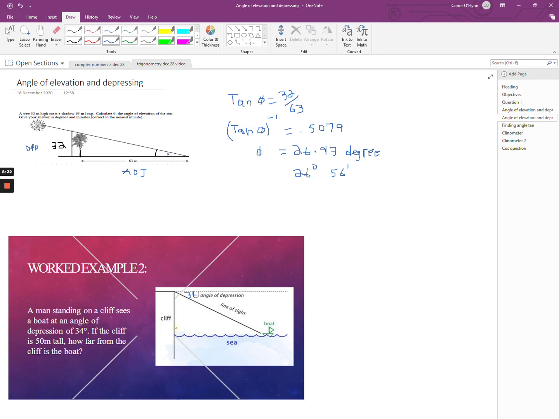This has to be 90, right? So this angle, all this 34 plus this angle, has to add up to 90. So the difference has to be 90 minus 34, so this has to be 56 inside the triangle. Let me just write that in. This is 34, but I know that the 34 and 56 add up to 90. And I know the height of the cliff is 50.